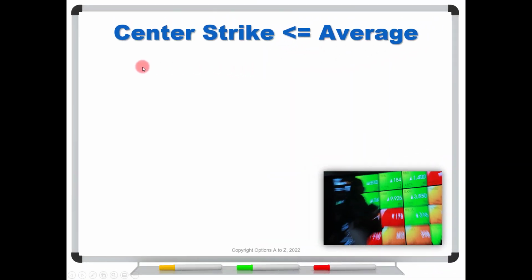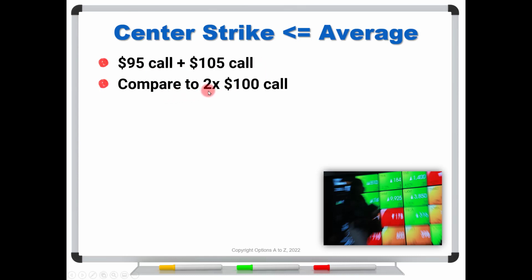All right, so in that demonstration, we looked at trader number 1 who owned the 95 and the 105 calls, 1 of each. And we compared that trader to a second one who held 2 calls of the $100 strike. So notice that the 95 plus the 105, that's trader number 1, was greater than or equal to 2 times that of the $100 call. And that's what we saw in the Excel spreadsheet.